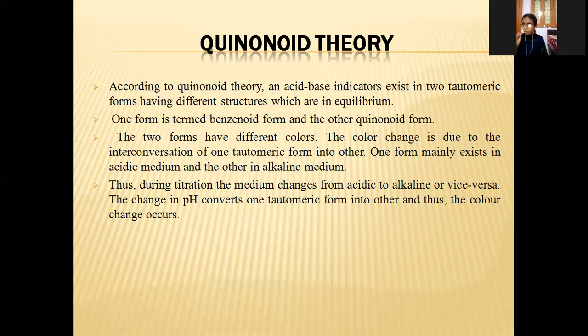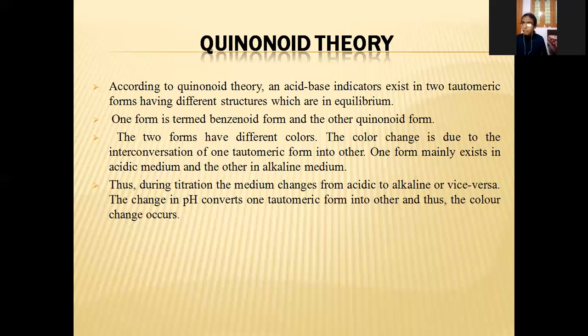This means the structure doesn't change completely. Only a slight change occurs and the remaining structure stays the same. That is one tautomeric form into another. Of the two forms I mentioned, the benzenoid form and the quinonoid form, one structure is mainly formed in acidic medium and the other is mainly formed in alkaline medium. Alkaline means basic medium.